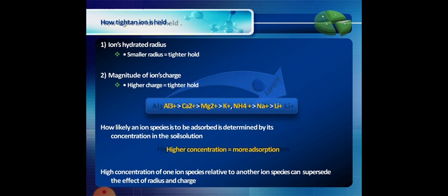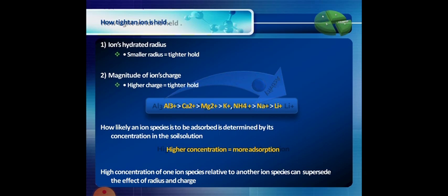How tightly is an ion held? Ion's hydrated radius: smaller radius means tighter hold. Magnitude of ion charge: higher charge means tighter hold. Al3+ is greater than Ca2+, Ca2+ is greater than Mg2+, Mg2+ is greater than K+, NH4+ is greater than Na+, and Na+ is greater than Li+.